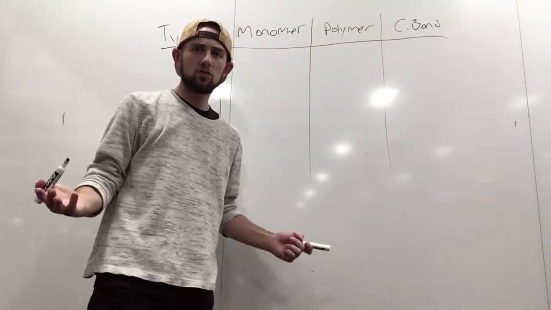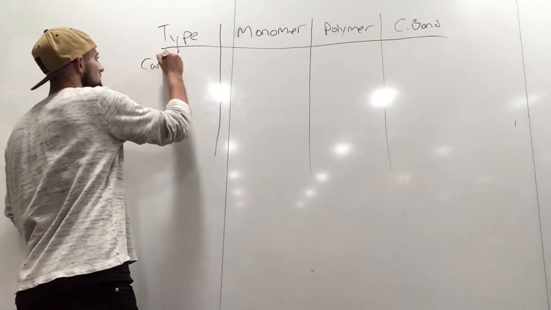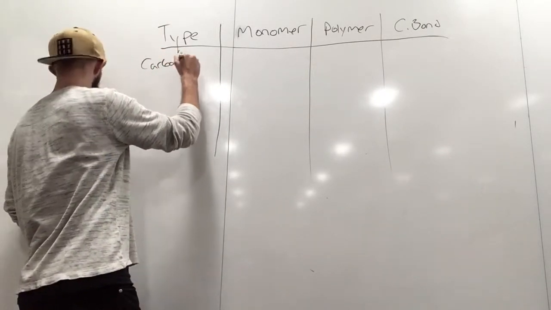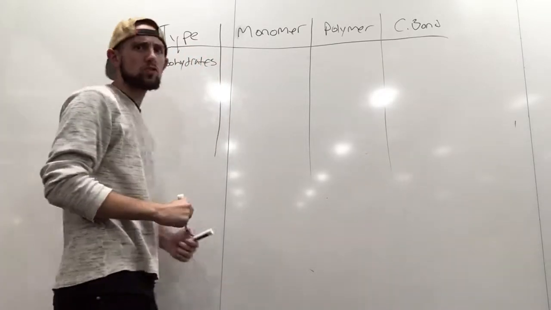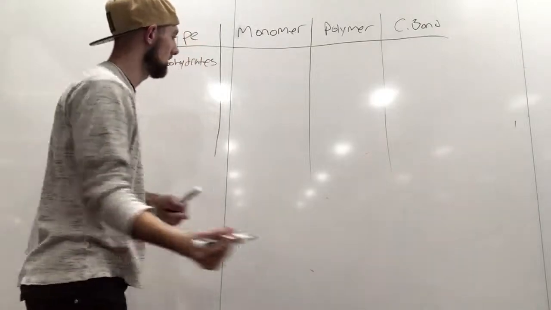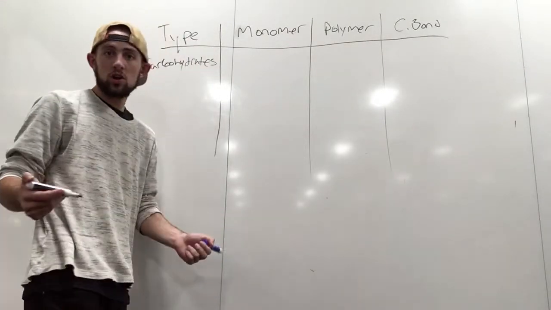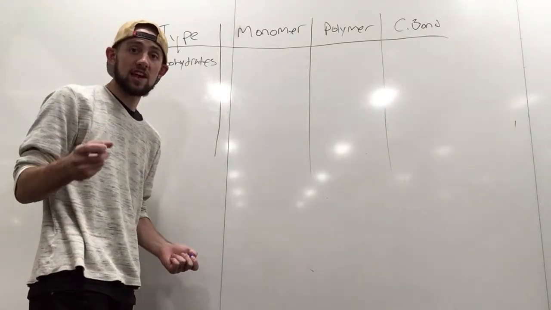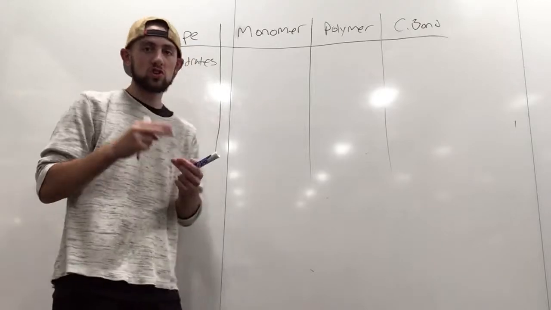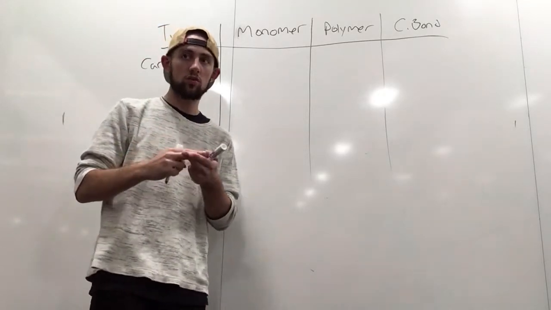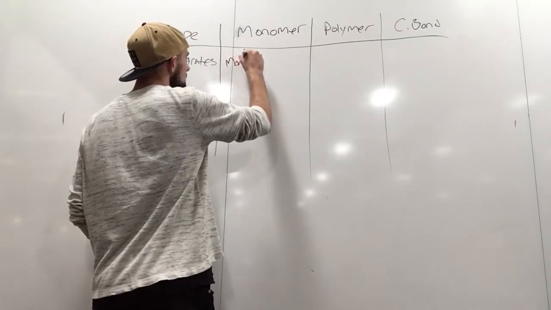So let's start with the first 2 that we're going to talk about today. First one being carbohydrates. Carbohydrates, what are they? They're sugars. If you know anything about sugars, one name for one type of sugar is called the saccharine. That's how I remember this. But for the monomer, or just one molecule of sugar, we call that a monosaccharide.